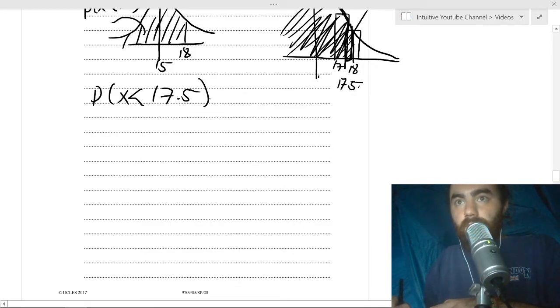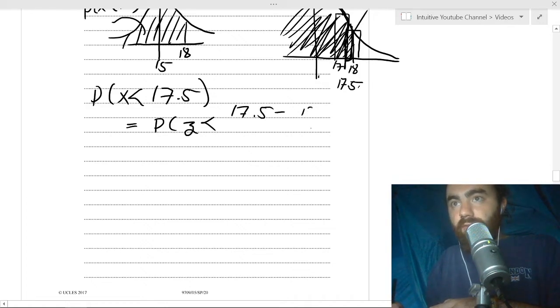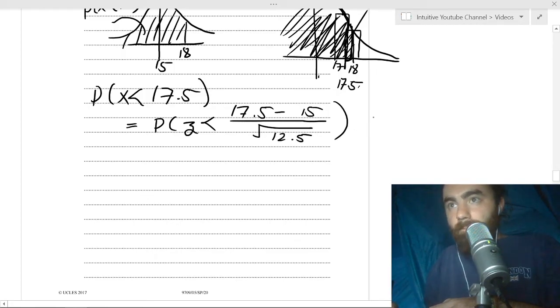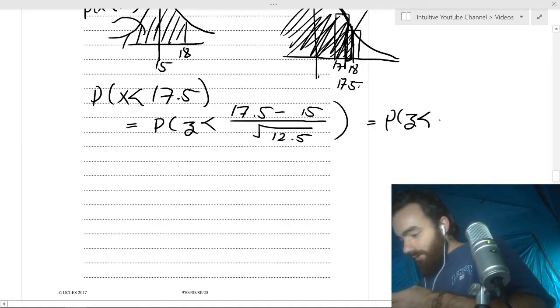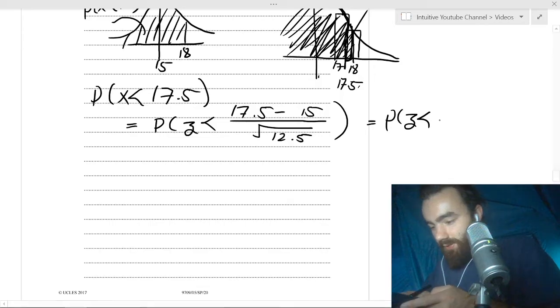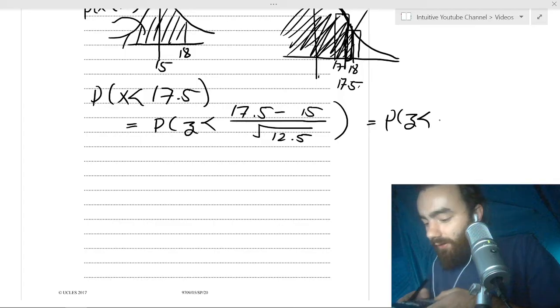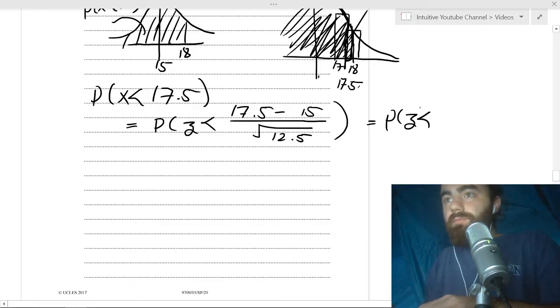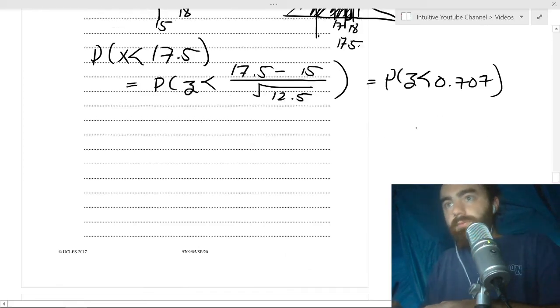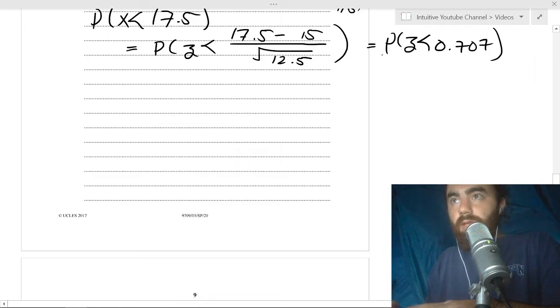So a better approximation, when we use this normal distribution approximation for the binomial distribution, would be this. And that simply equals the probability that z is less than 17.5 minus our mean, which is 15, over our standard deviation, which is the square root of 12.5, which gives us the probability of z being less than 17.5 minus 15 over the square root of 12.5. So 0.707. Then we can work that out.